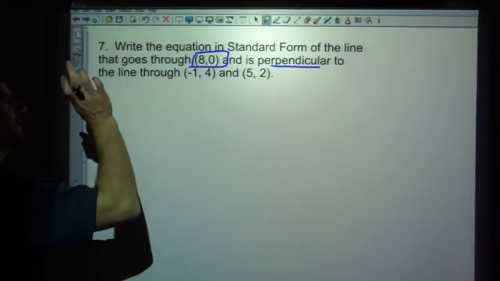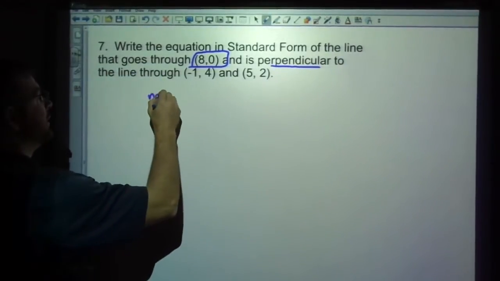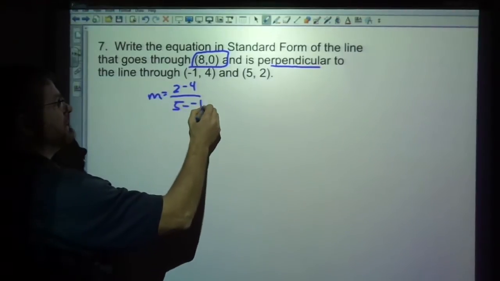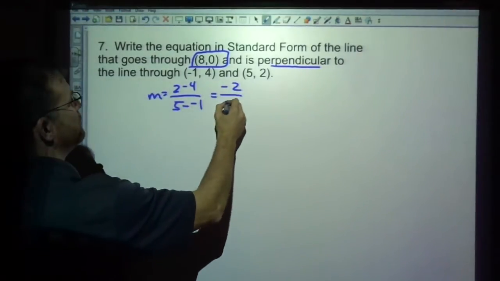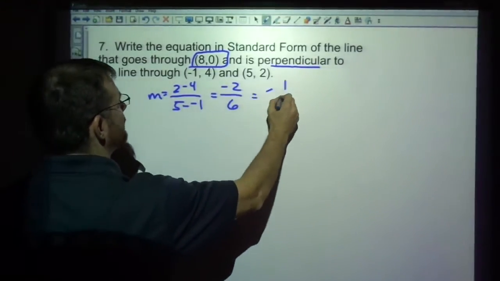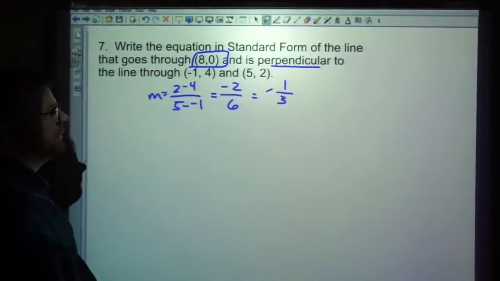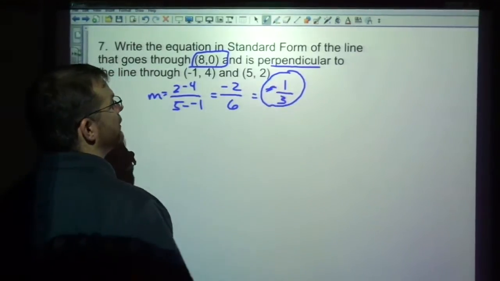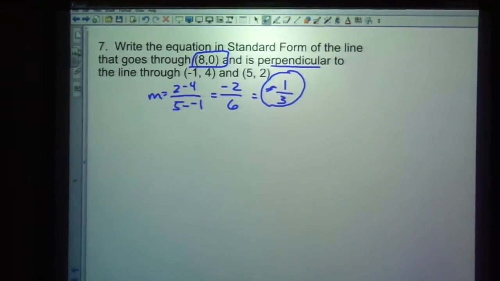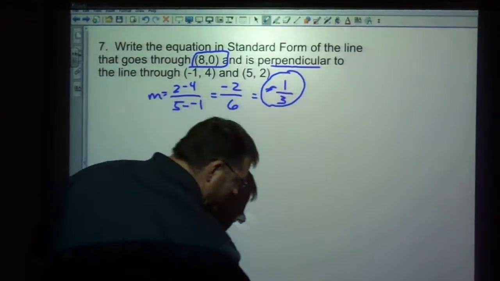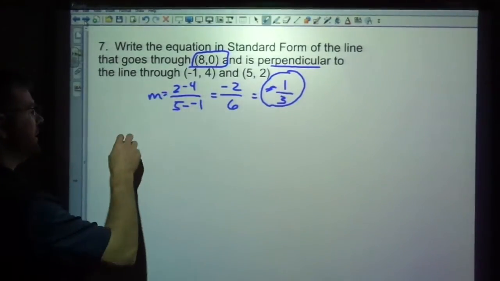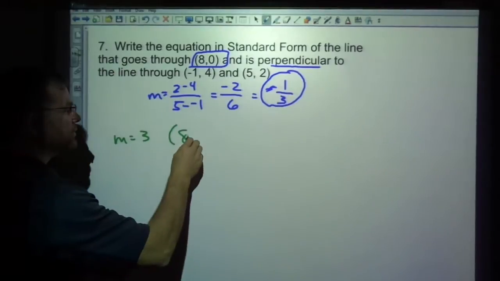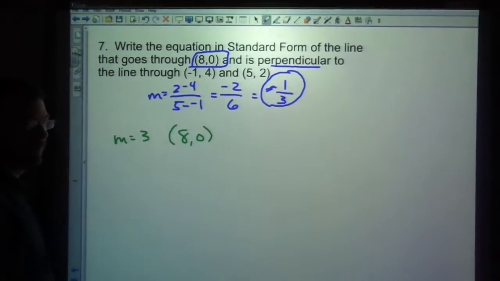So I need to find the slope here. 2 minus 4 over 5 minus negative 1 is negative 2 over 6, which is negative 1/3. Okay, so this other line has a slope of negative 1/3. So my line has to be the opposite sign reciprocal. So my line is going to have a slope of positive 3. And the point that my line goes through is 8, 0.